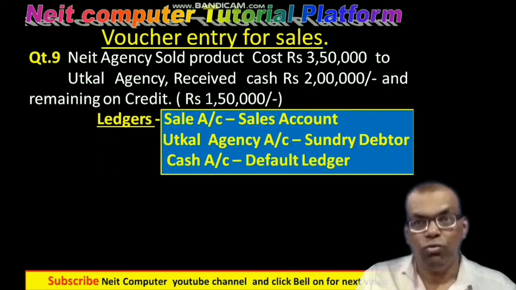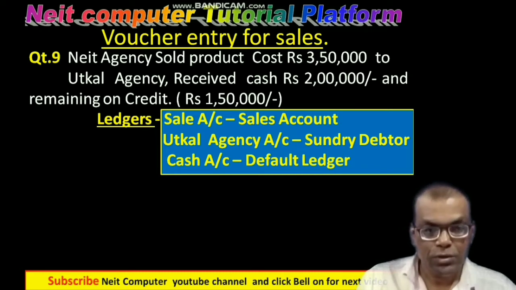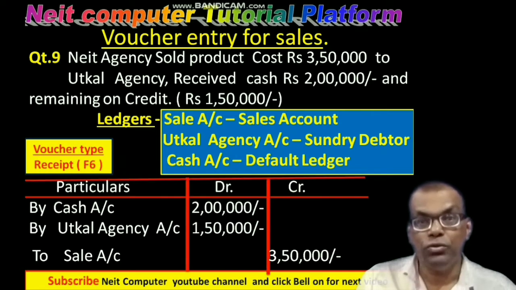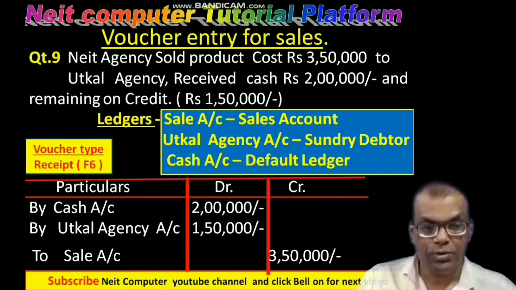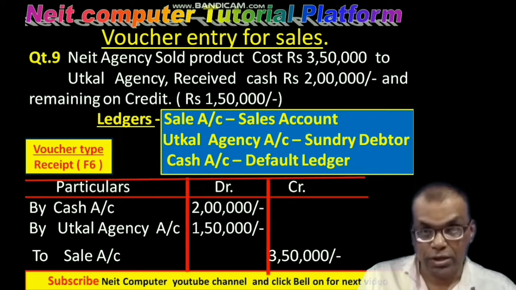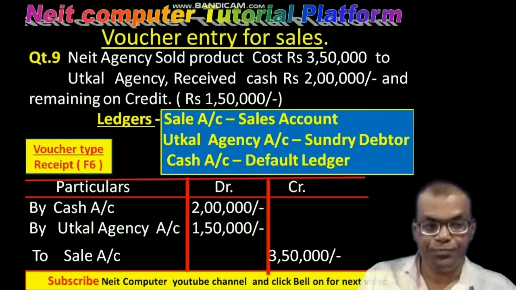For this case, what ledgers do we need? There must be a sale ledger under sales account, a Utkal agency ledger under sundry debtor, and the cash ledger, which is created by default. As per this question, the voucher entry is: cash account becomes a debit 2 lakhs, Utkal agency becomes a debit 1,50,000, and sale account becomes a credit 3,50,000.